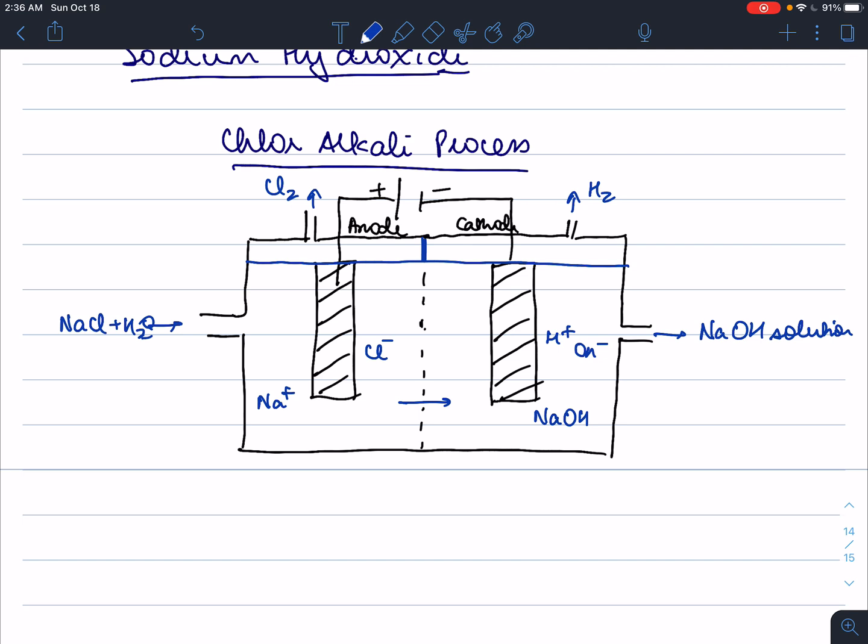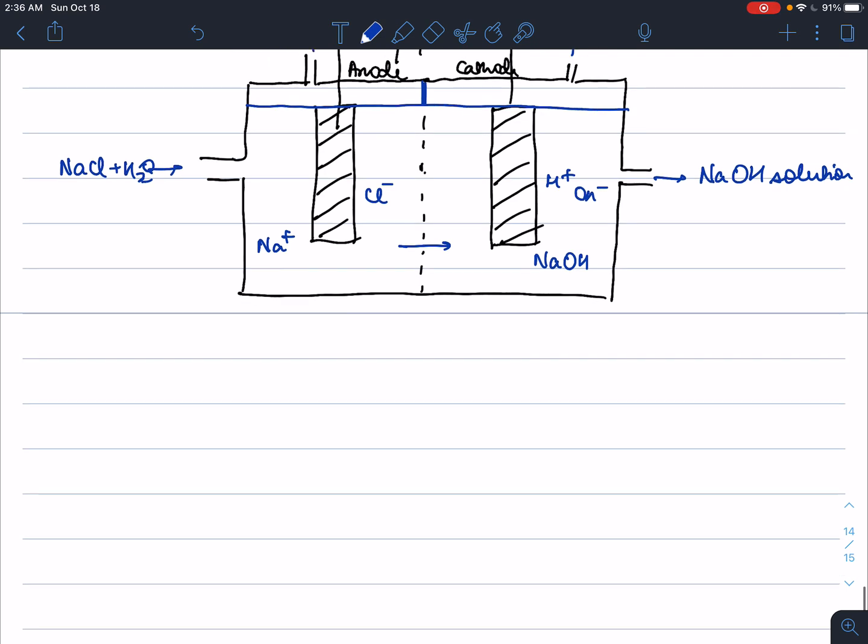So this process is called the Chlor-Alkali process. Chlor because you have chlorine coming out, alkali because you have sodium hydroxide coming out. This is a very simple explanation for it. If you want the complete chemical equation, it's more like sodium chloride plus water gives you sodium hydroxide plus chlorine gas plus hydrogen gas.